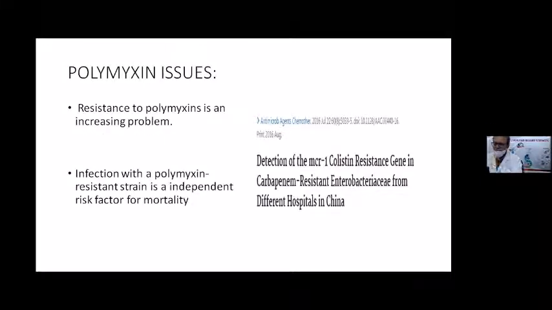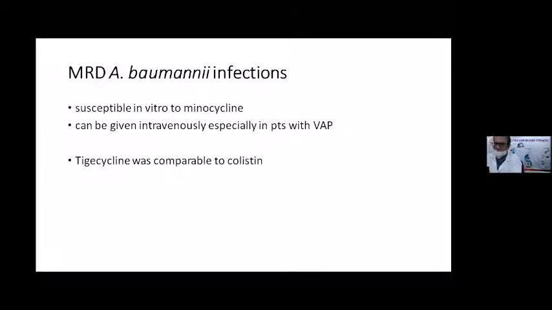Now we have discussed how to manage multi-drug resistance, or carbapenem resistance, in the Enterobacteriaceae family. Now let us discuss Acinetobacter baumannii, which is an MDR pathogen. In case of MDR Acinetobacter baumannii, we have some more agents available, like minocycline. Minocycline can be given even intravenously, especially in patients with ventilator-associated pneumonia. And Tigecycline, in case of Acinetobacter baumannii, was comparable to colistin in most of the studies. So these two drugs, minocycline and Tigecycline, can be used. But Tigecycline, as we have discussed already, is more appropriate for intra-abdominal infection and pulmonary infection. It cannot be used for bacteremia or meningitis.